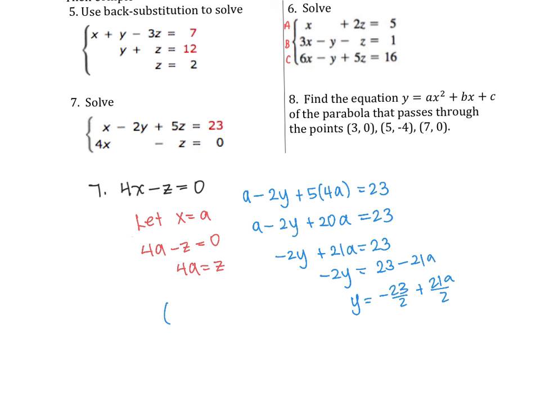So my ordered triple is x, y, and z. And if you selected to let z equal a, you would get a different ordered triple that's equally correct. And remember, I didn't have to prove this was infinite because it was non-square, and it didn't reveal that there was no solution. I could assume that I needed to use parameter a.